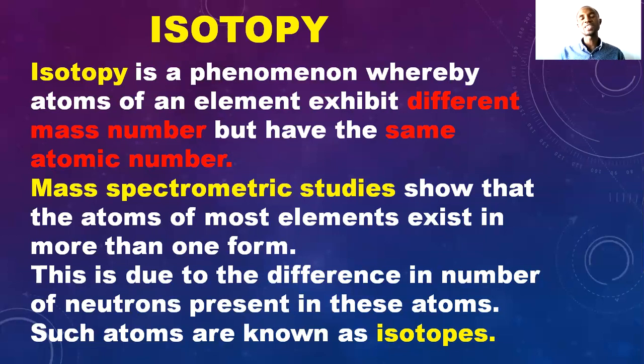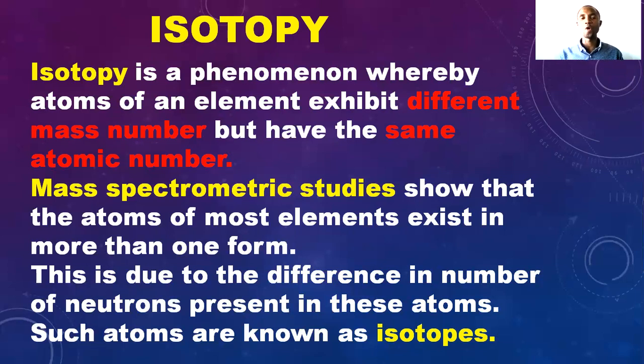And what does it mean? And how does it come about? It is because of differences in the number of neutrons present in these atoms. It is the difference in the number of neutrons of those atoms that results in it. And if that occurs, such atoms are said to be isotopes.